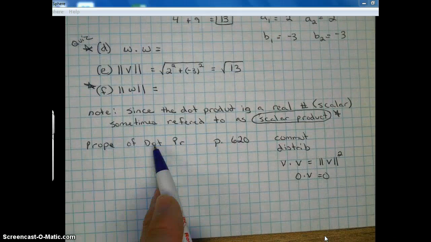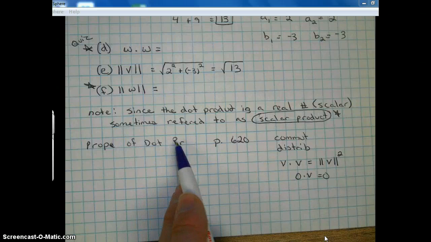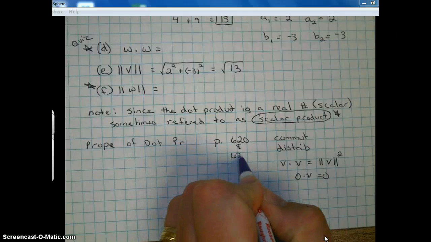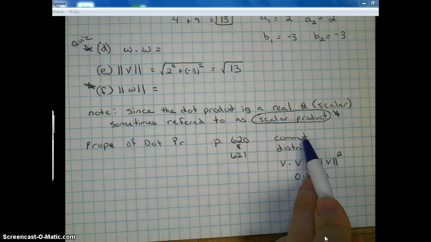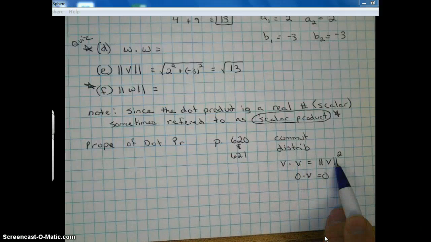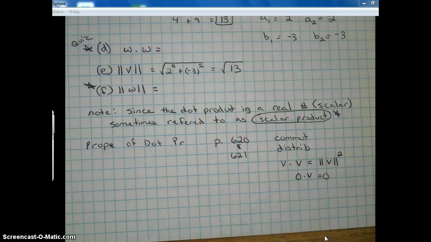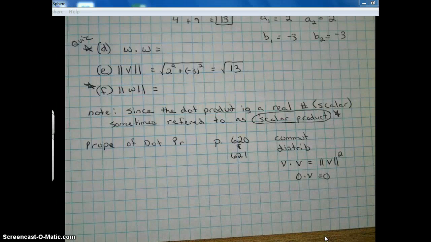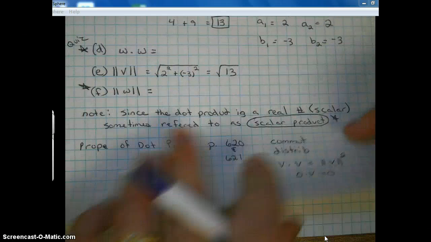Now, properties of the dot product are found on page 620 and 621. Commutative property, distributive property, multiplying vector v times vector v is equal to the magnitude of vector v squared, and 0 times vector v is equal to 0. You could look at those more in the textbook. Okay? All right, let's turn the page here.